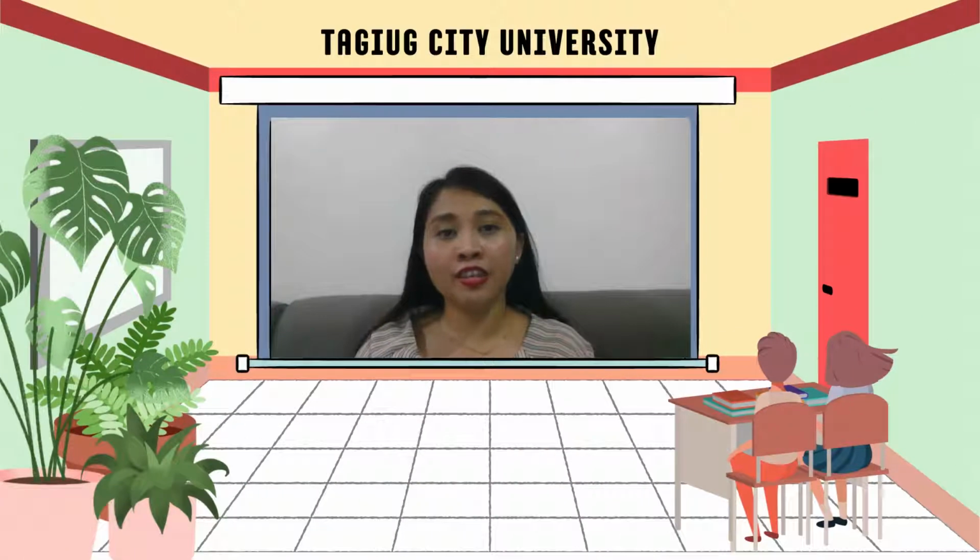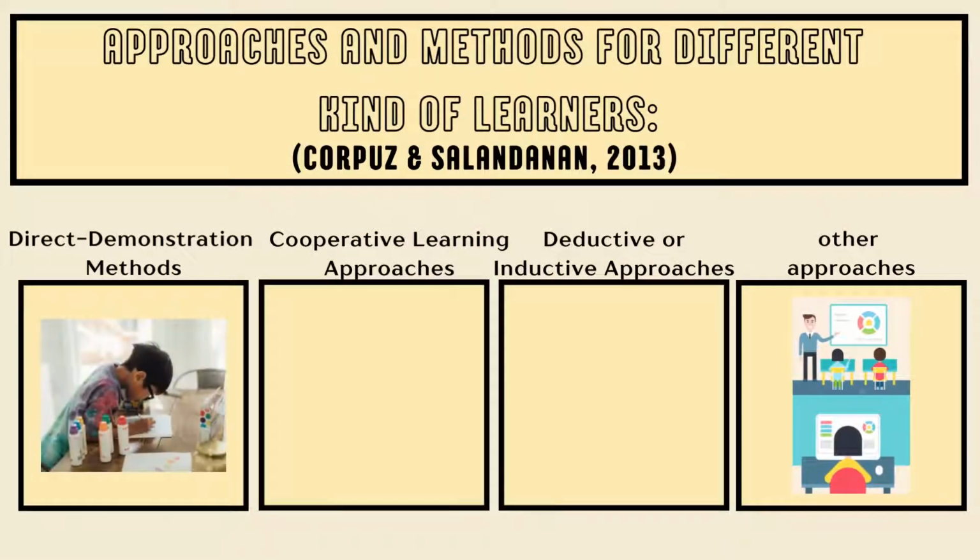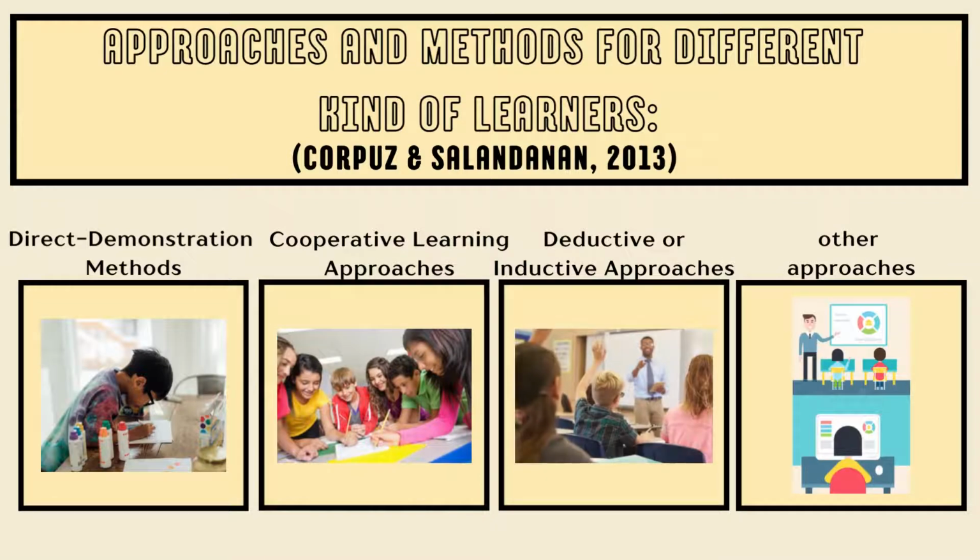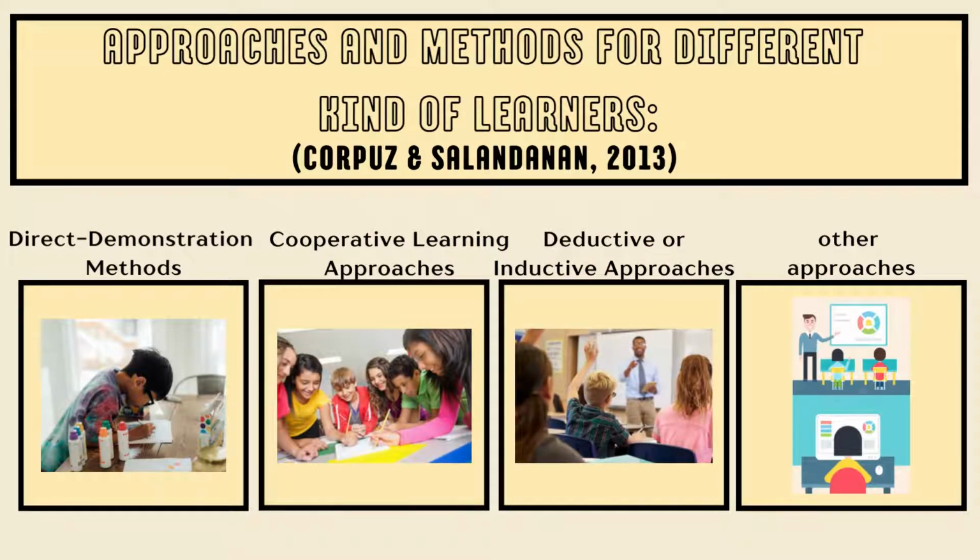Speaking of the various interests and abilities of the learners, as teachers, how do we manage a teaching-learning situation which will engage students to learn? According to Corpus and Salandanan 2013, there are many ways of teaching for different kinds of learners who have different interests and abilities. Some are time-tested methods, while others are non-conventional constructivist methods. Here are the different approaches and methods for different kinds of learners according to Corpus and Salandanan 2013.